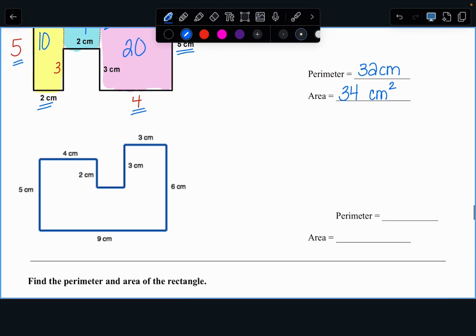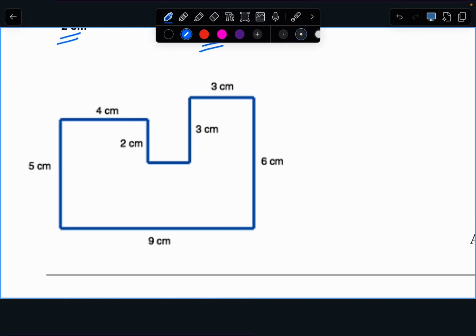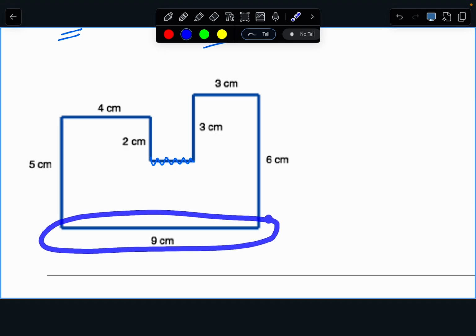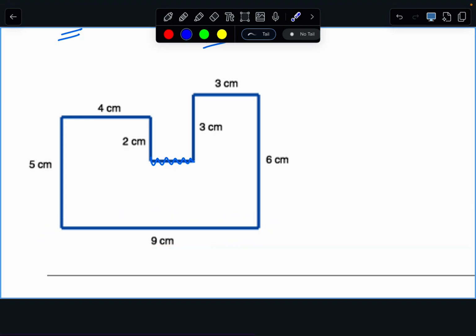Let's try another one. Almost all of these sections are labeled. We're only missing this one here. 2. So if this whole thing is 9, we know that this section plus this section plus that section has to equal 9. And as Terrence said, this is 2.